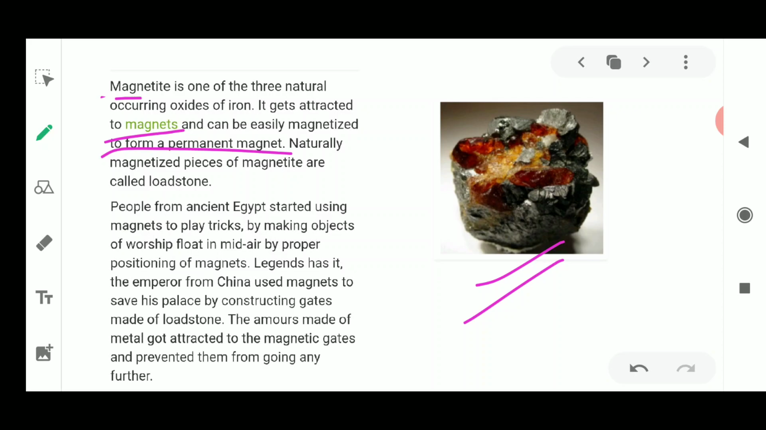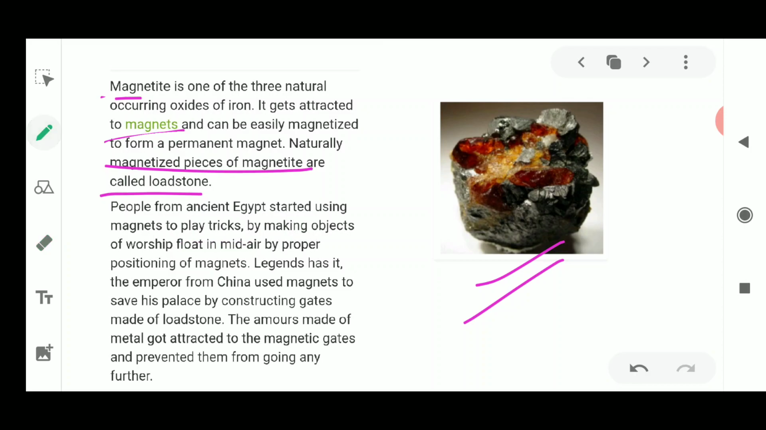Next, naturally magnetized pieces of magnetite are called lodestone. So what is a lodestone? Lodestone is a naturally magnetized piece of magnetite. Next, people from ancient Egypt started using magnets to play tricks by making objects of worship float in mid-air through proper positioning of the magnets.